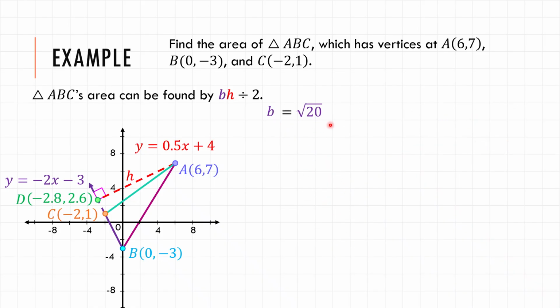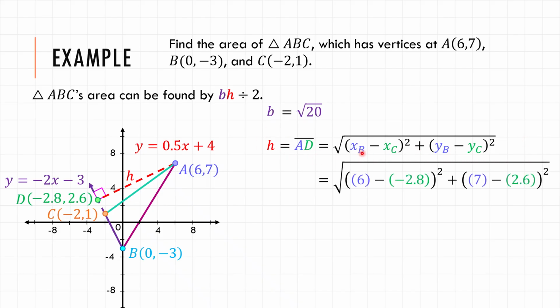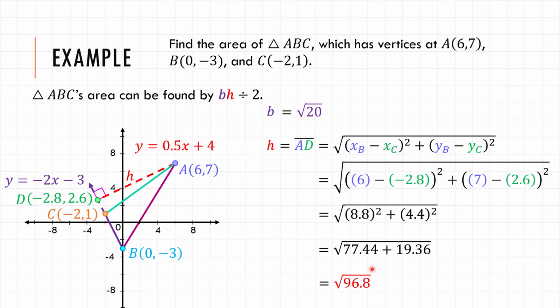Now that I know the base, I do need to find the height. So I'll use that same line segment formula, right? The length of a line segment from point A to D, subtract their x coordinates and square it, subtract their y coordinates and square it, and add those two squares and square root it all. That'll give me the height. And so that would be 6 minus negative 2.8, 7 minus 2.6. Both of those are as such. We'll square them both and add those two values together to find that the height is exactly the square root of 96.8.